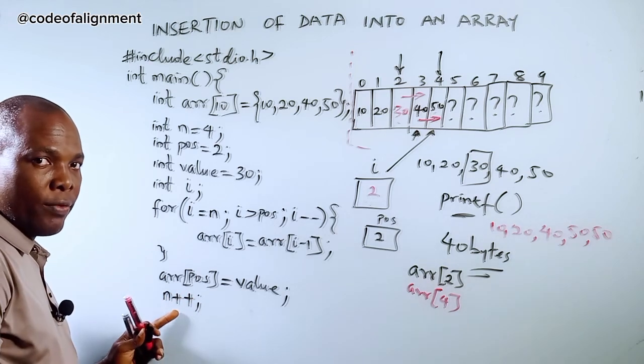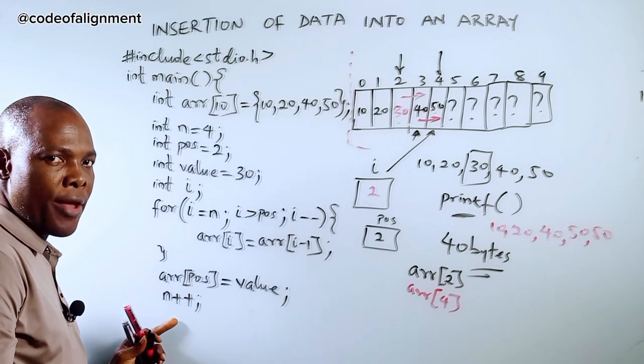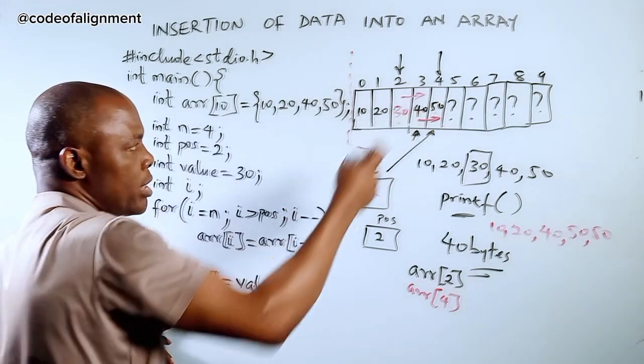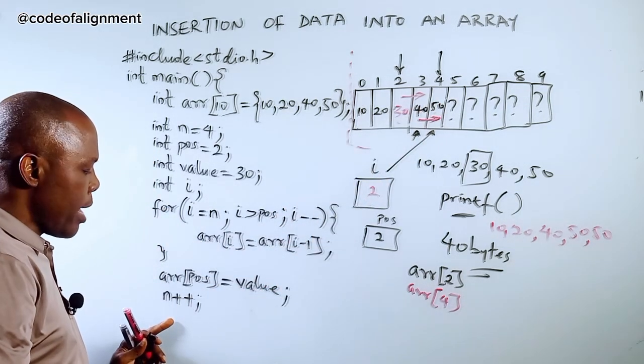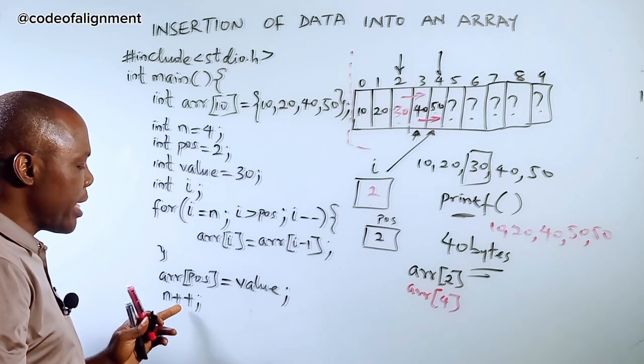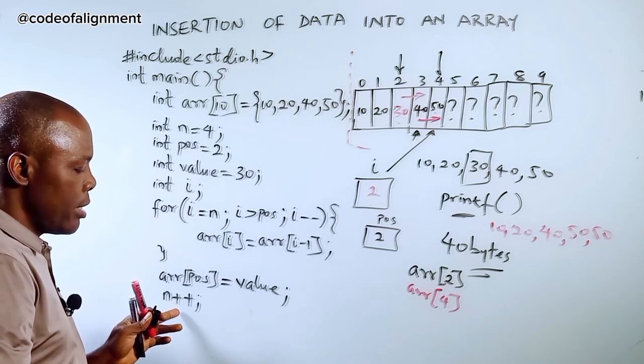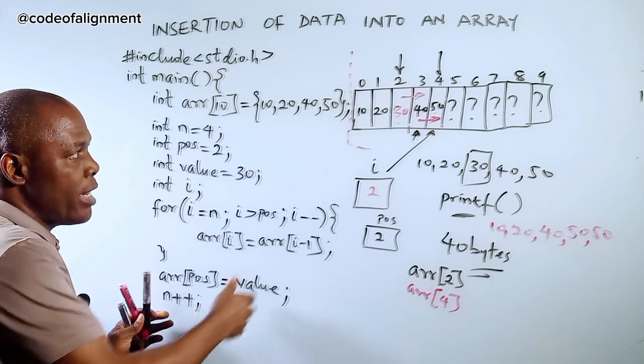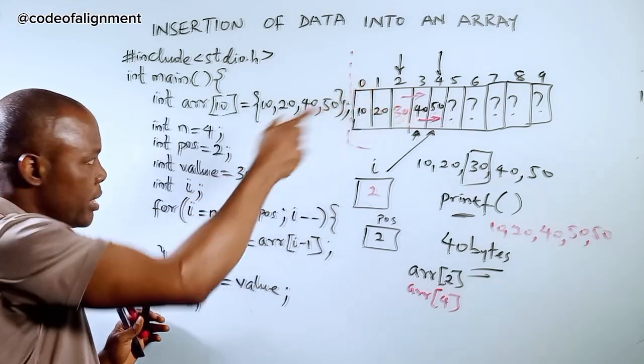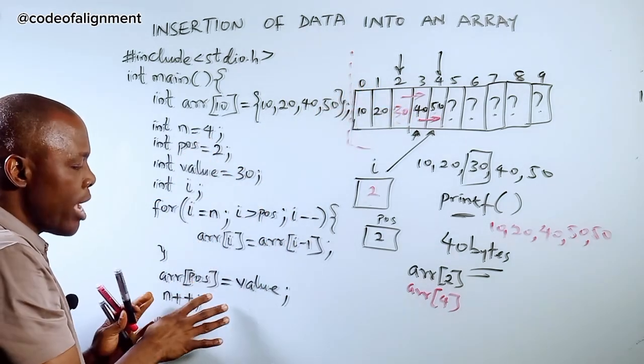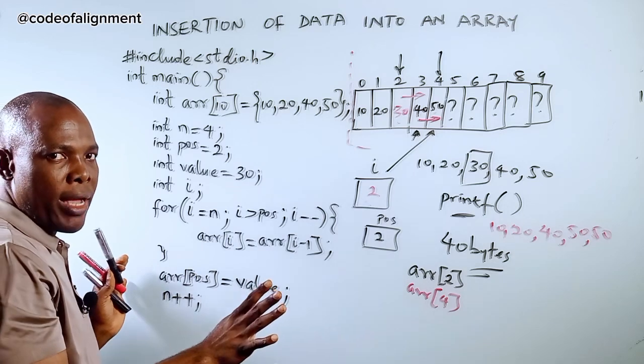It's very important. If you don't do this, then when you are printing out the array, you will still not be able to print out this 50. So I have to increment, telling my computer that my array size has increased. So I've increased the element to 5 instead of 4 that it was initially. So having done this, I've done my insertion.